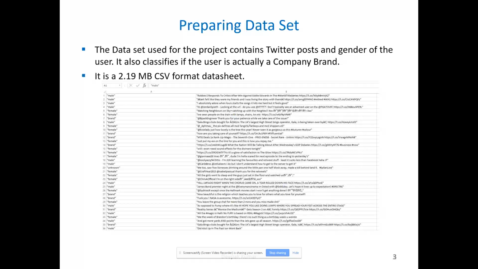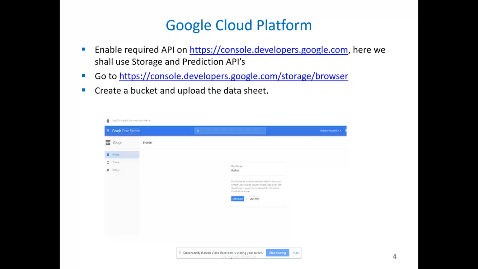The data formats that can be used are CSV and TXT. In the CSV format, one column should be the labels or categories where the prediction can be made, and the other column should be the text that helps in gaining that data. Here I have created the columns male, female, or brand, and the other column has just the text of the tweet.